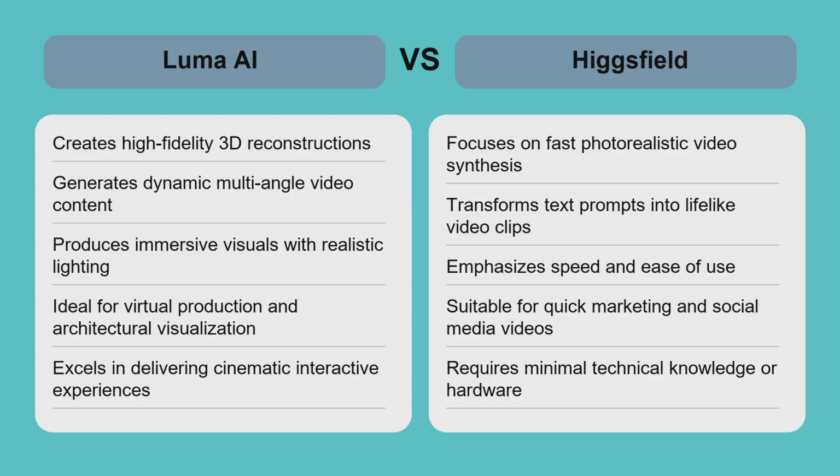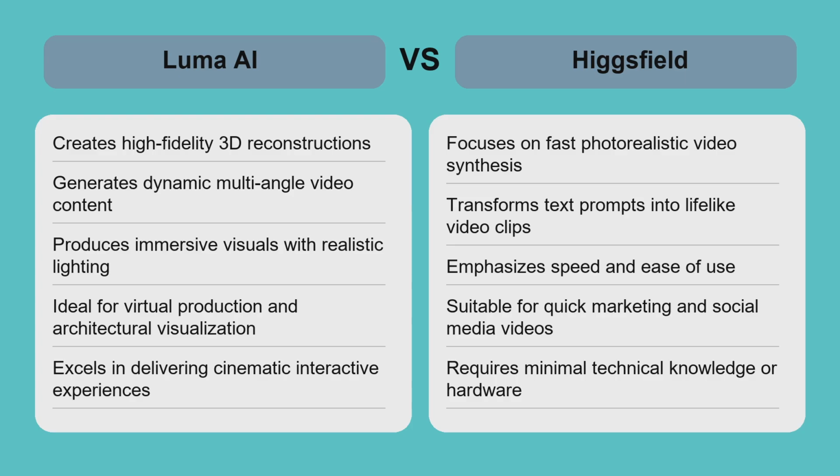Luma AI excels when your project demands interactive environments, multi-angle views, and high-detail spatial accuracy, but requires more processing resources and time. Higgsfield shines in delivering fast, visually convincing videos with minimal input and hardware needs, perfect for quick marketing or social content. For example, a product demo benefiting from 3D exploration fits Luma AI's strengths, while the social media campaign needing multiple short clips suits Higgsfield's speed.